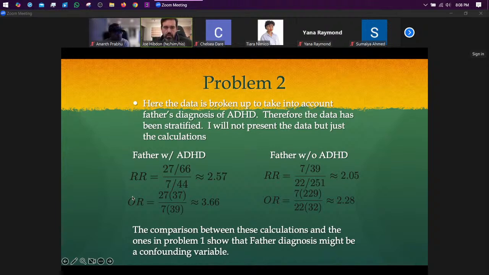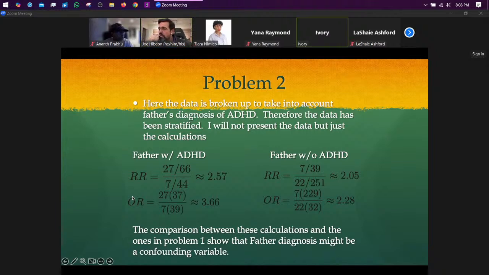Okay. And here we get, well, why don't you all help me? What do you get for without ADHD? 7 divided by 39. Very good. And what's in the denominator? Right. 22 divided by 251. Okay, quick math. Do it in your head. No, it's the problem. 205.